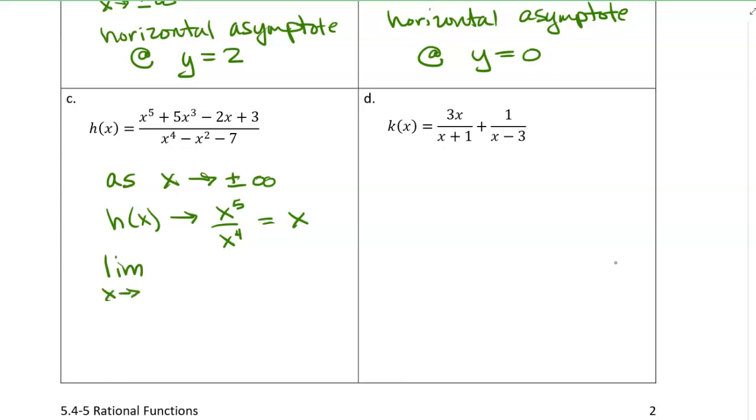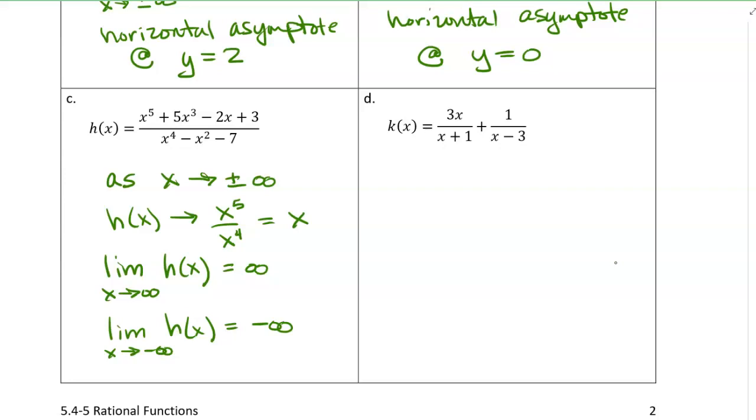So as x goes to positive infinity, h of x goes to positive infinity. And if x goes to negative infinity, h of x goes to negative infinity. All right. So we don't have a finite limit, so there's no horizontal asymptote. So I don't have to worry about writing the formula for it. It just goes to positive infinity or negative infinity, and there's no asymptote.